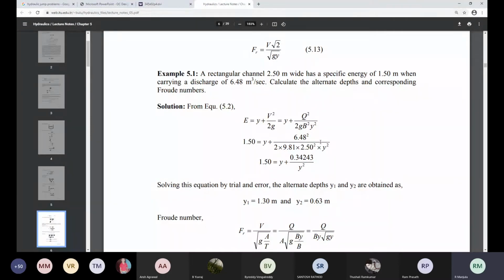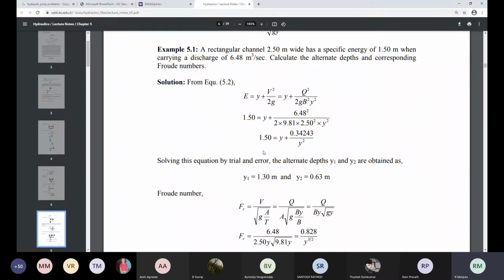So 1.5 is equal to y plus q square divided by 2g B square y square, and you are substituting and finding the value of y. Now how to find y? Because this is a quadratic equation, find what your alternate depths y1 and y2 are. There will be two alternate depths for this. You can solve by trial and error. For the same specific energy, there are two alternate depths, y1 and y2.